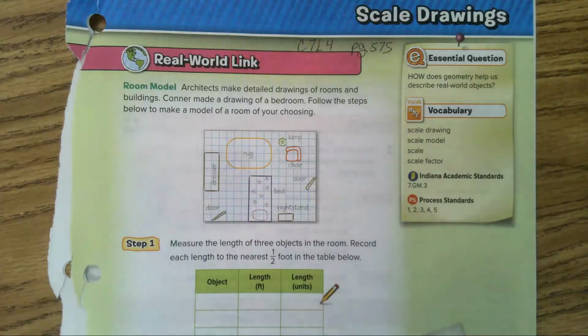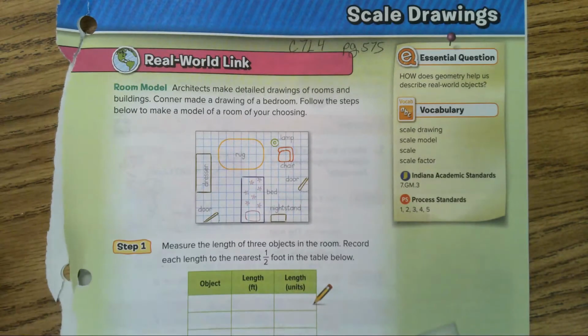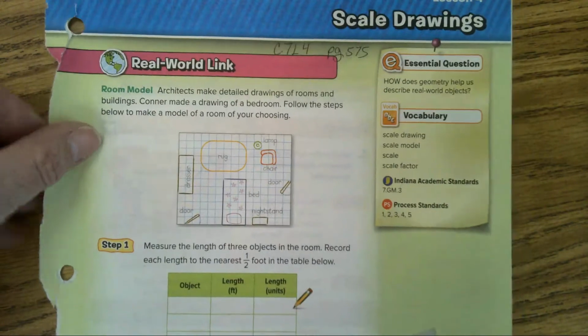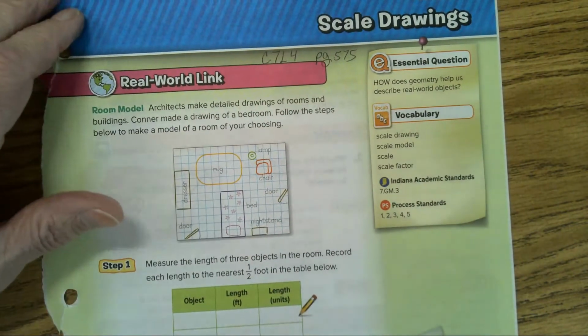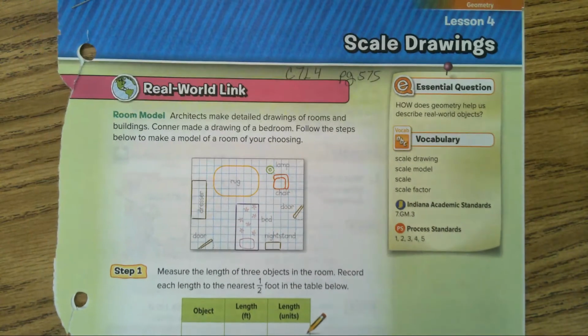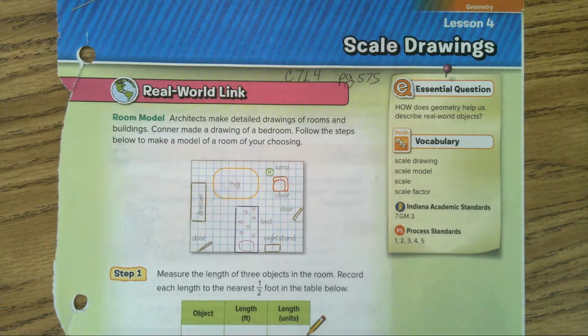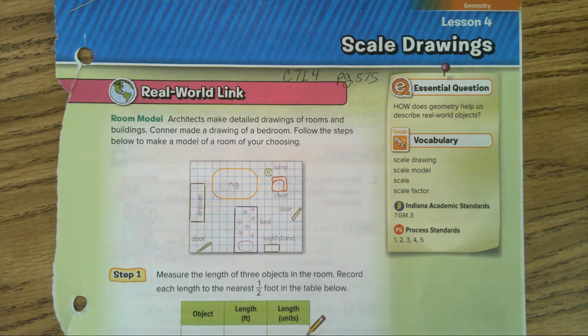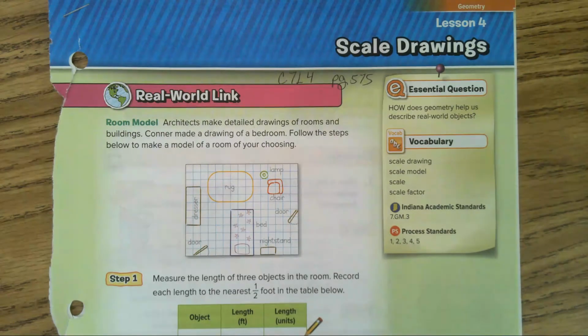Well, hello, this is Mrs. Robertson, and today I'm recording in my 6th period class with my Math 7 at the end of the day. We are on page 575, Scale Drawings, Chapter 7, Lesson 4. Now, we had our little emergency drill, so we don't have time to do page 575. We're going to go right on to the next page.